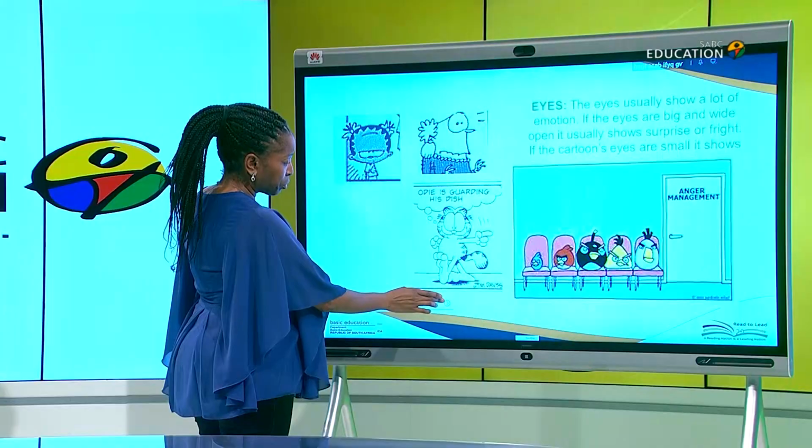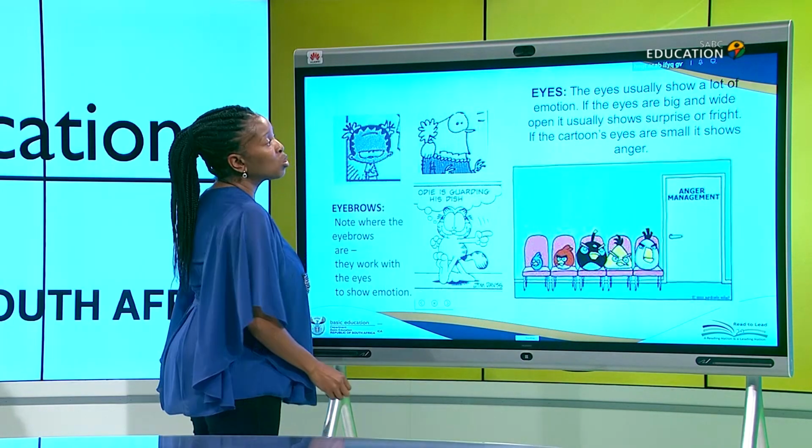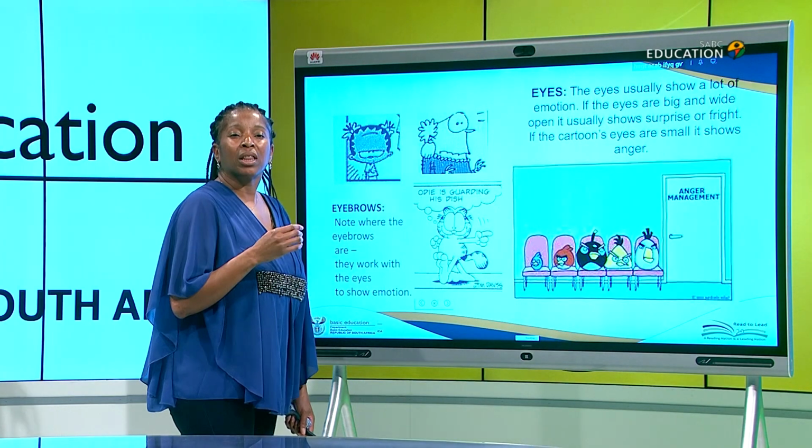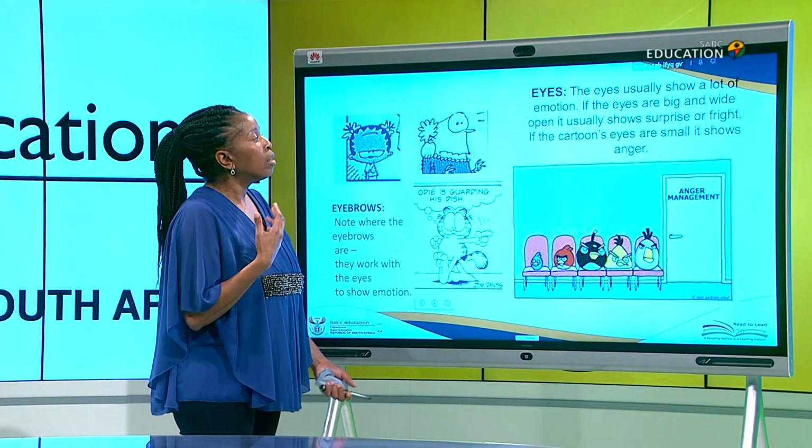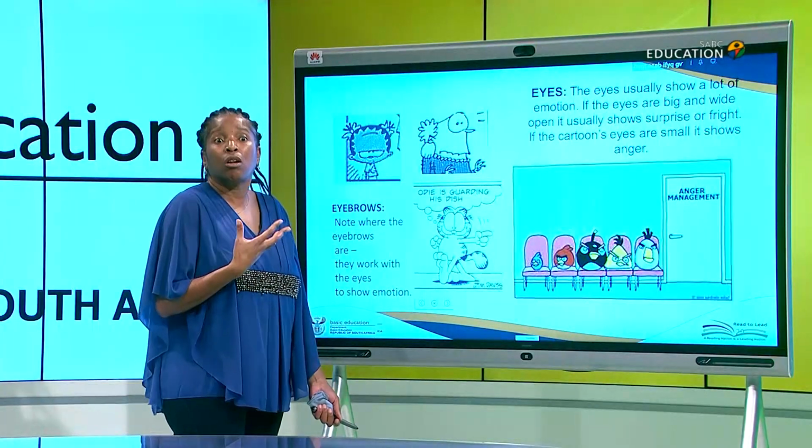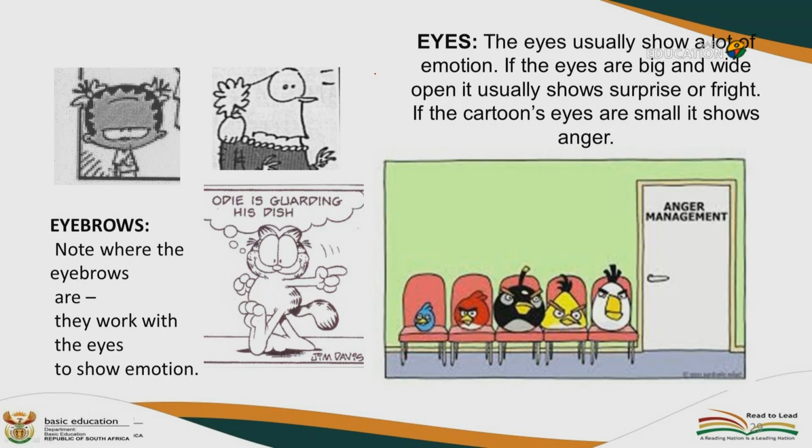Okay, we will move to eyes and eyebrows. Please remember that when the eyes are wide open, it means that somebody is shocked, surprised or bewildered. But if they are small, it means that person is maybe intense and maybe angry with you. The eyebrows always work hand in hand with the eyes.